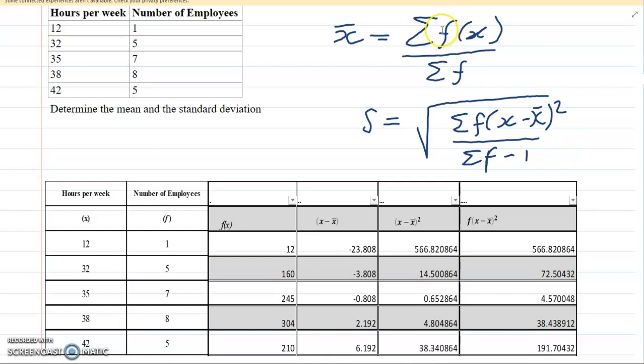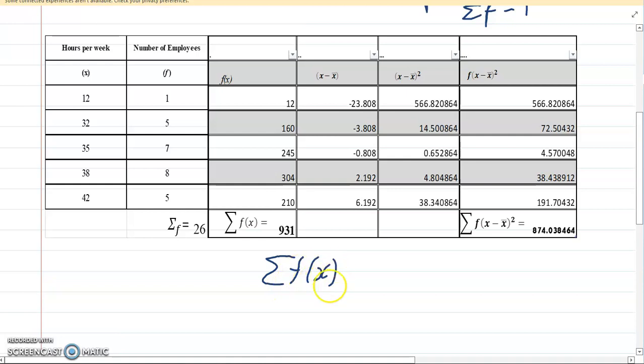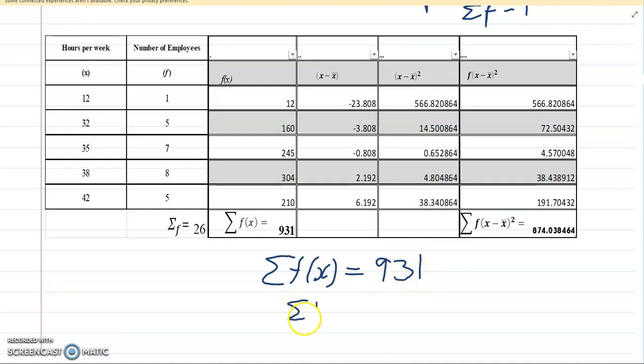So now this has helped us to come up with f x. So now we also need summation of f. So summation of f, we're just going to add all these values in this column. Summing f x, this plus that, all the way, it gave us 931. So sigma f x is equal to 931, and sigma f is equal to 26.